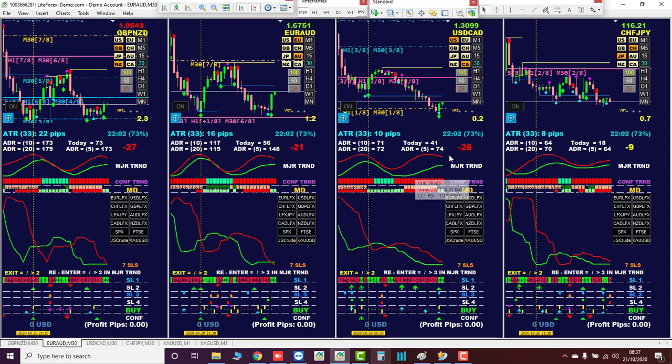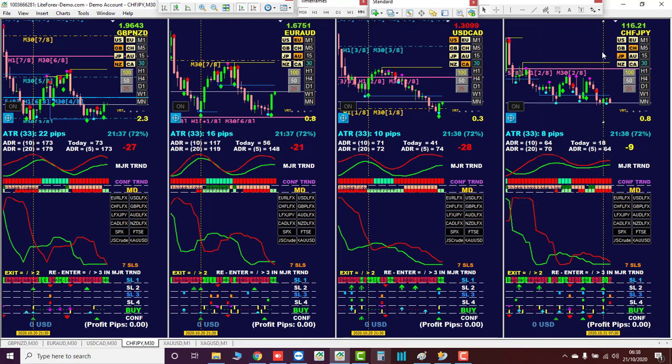Here sellers are in control, confirmed. Here there's still a conflict, and here sellers. So here we have to wait for this indicator to confirm, and we have no positions to take. Here we have sellers on indicator 2, sellers here and sellers here. Alright, so the only option we have is for this pair here.